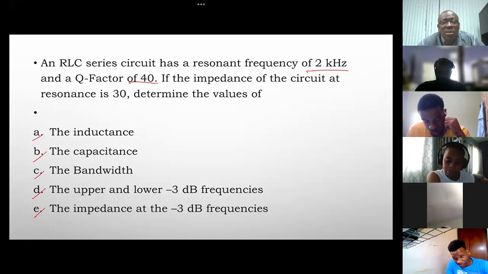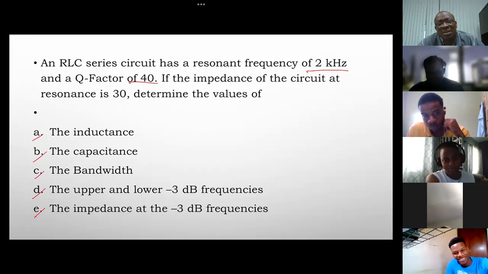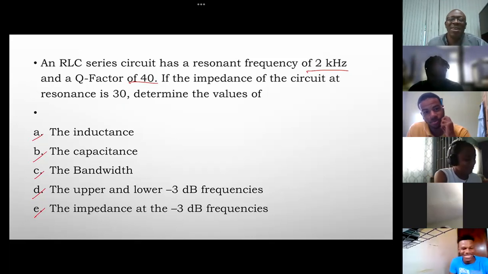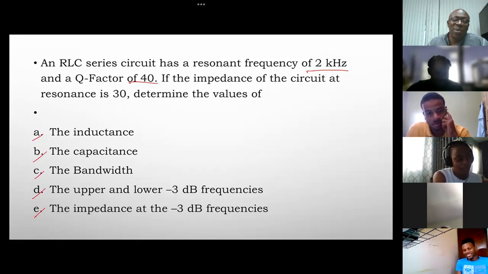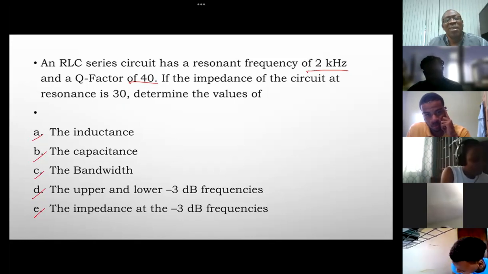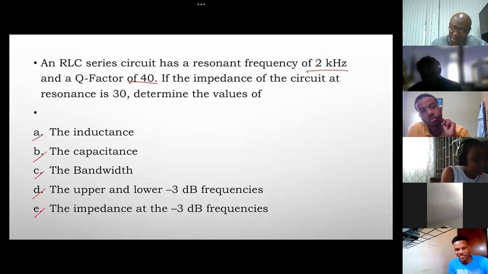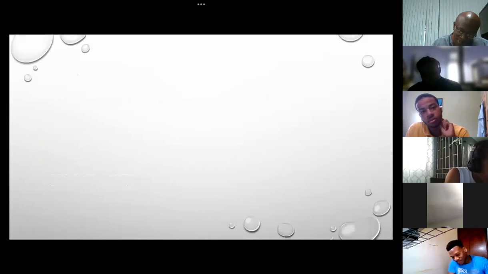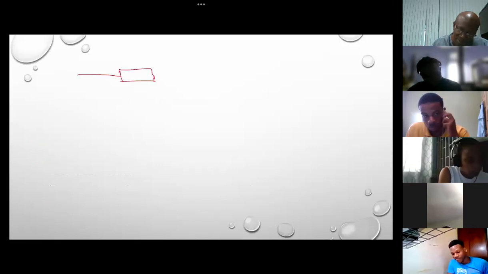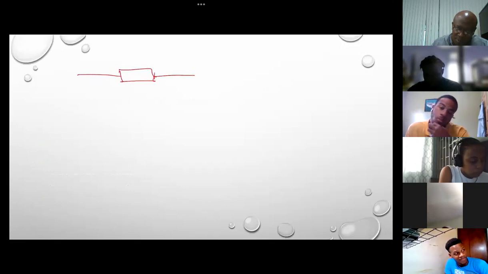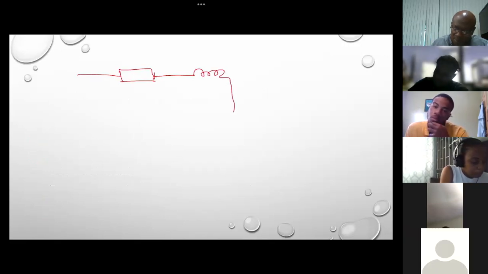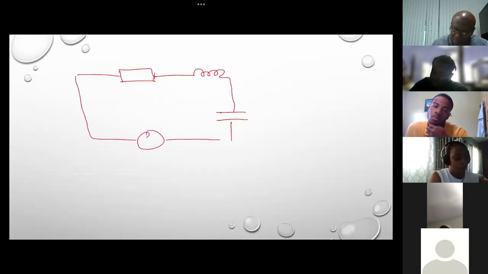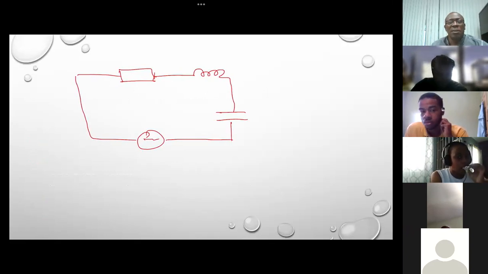So I go back to the happy man in the room, Mr. Bernard. Sir, draw the circuit, sir. So some learning has taken place, and for that we give thanks. All right. So the first thing we want to do is to draw the circuit.